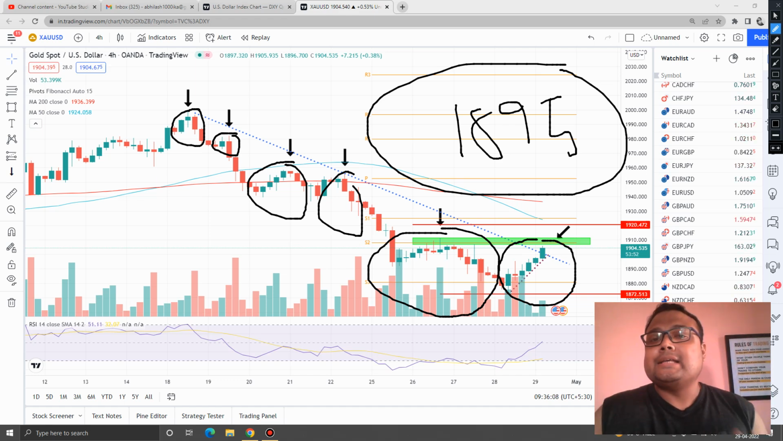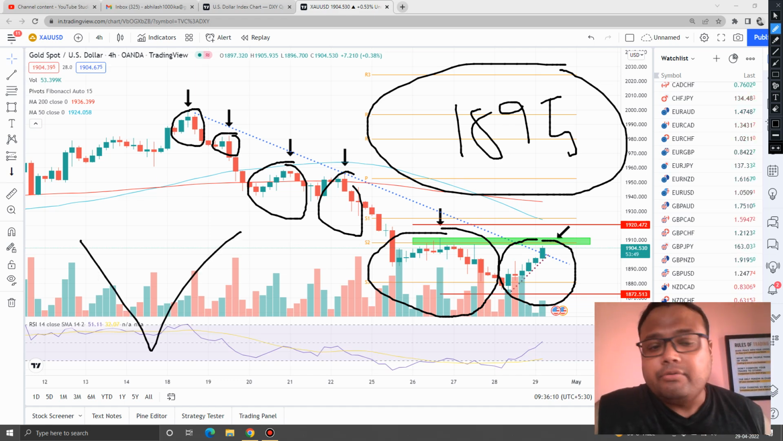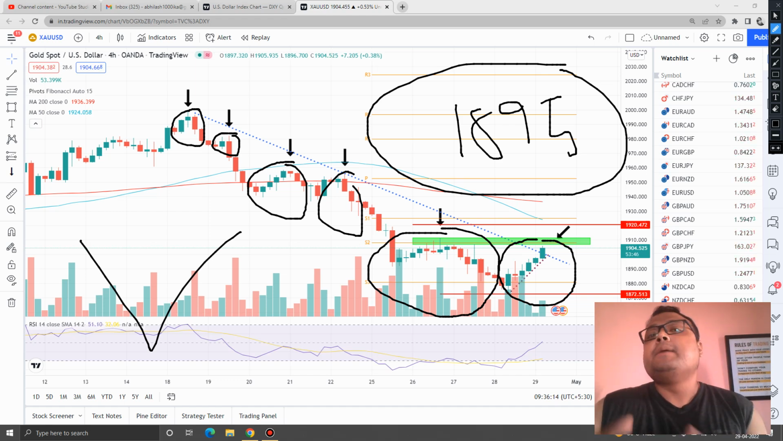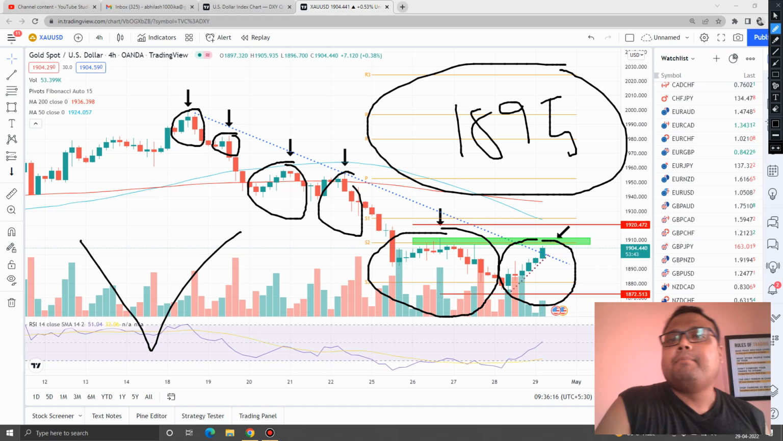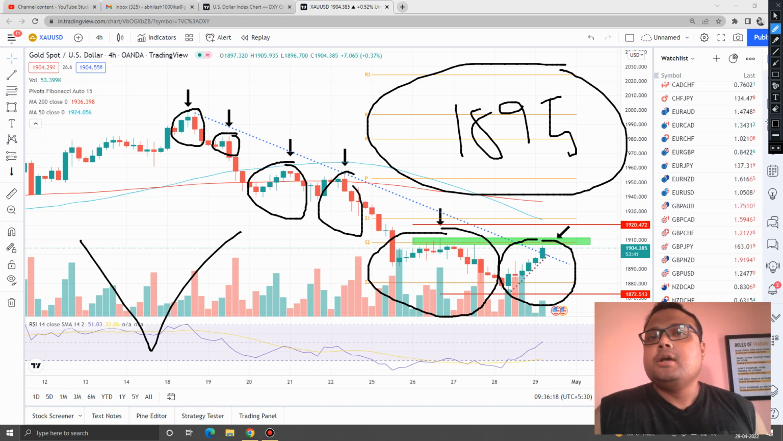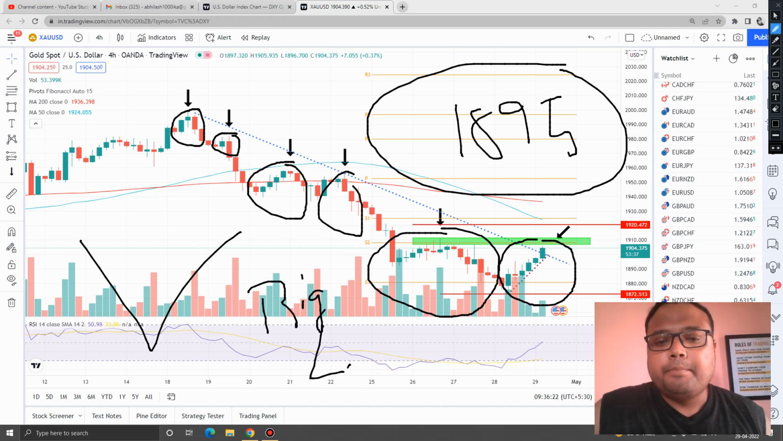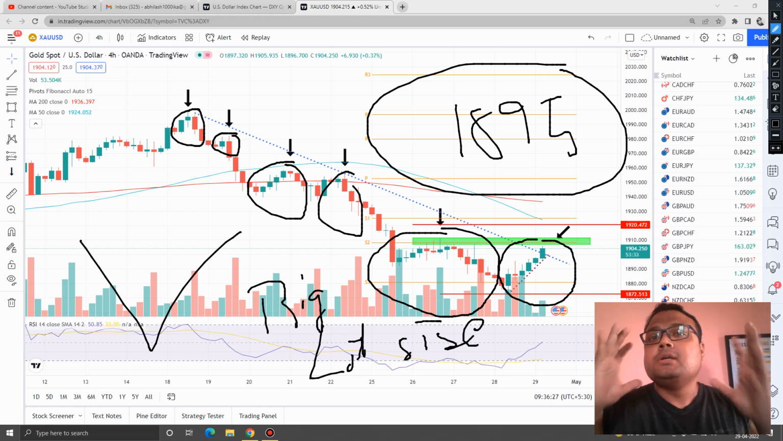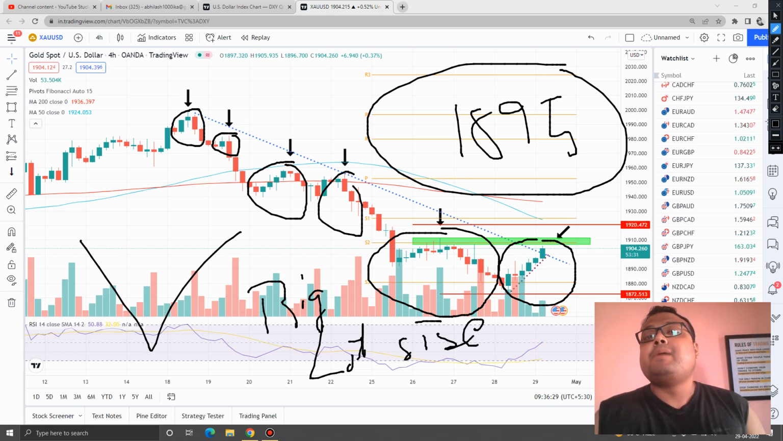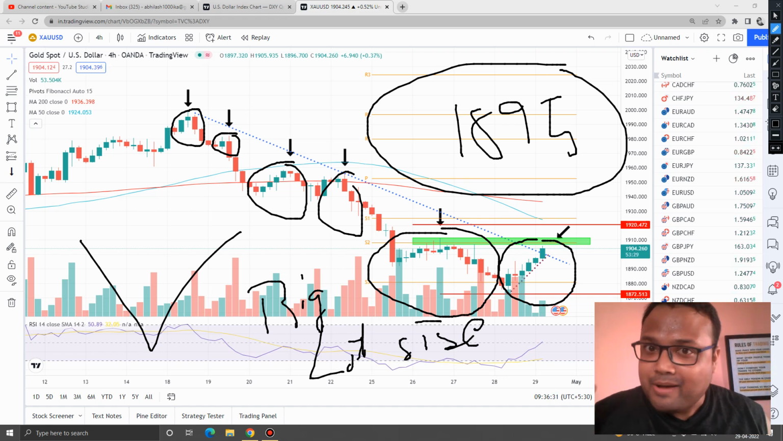But as we do not have a V pattern yet, we cannot consider it a trend reversal. So if you are in a buy position right now, just make sure that you are not going for a big lot size and you are using proper risk management, because this is still a seller's market if we follow the trend of the market here.